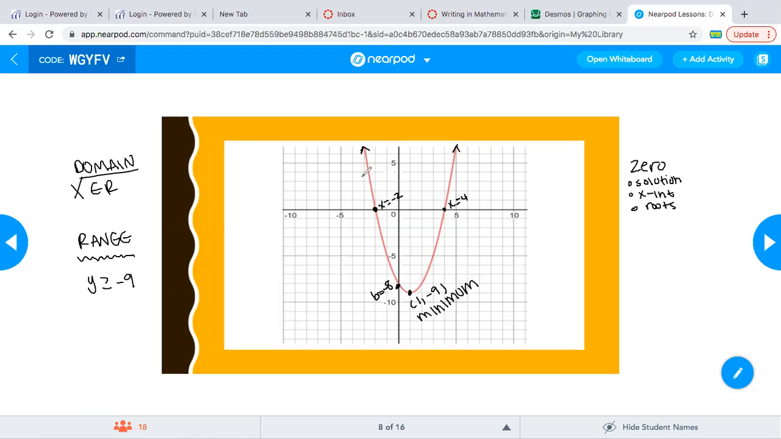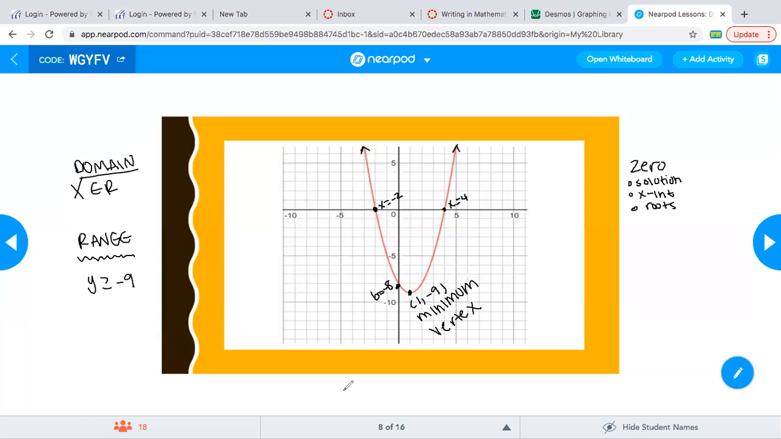So when we have a parabola that is facing upward, like a smiley face, this graph would have a minimum. And the minimum is at 1, -9. But really, when it asks for the minimum, it's usually just asking for the y value. So I have the minimum at -9. This point is also called the vertex.